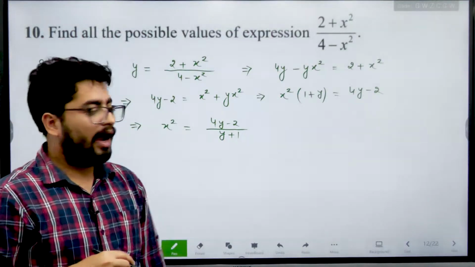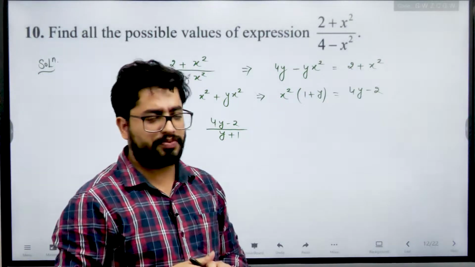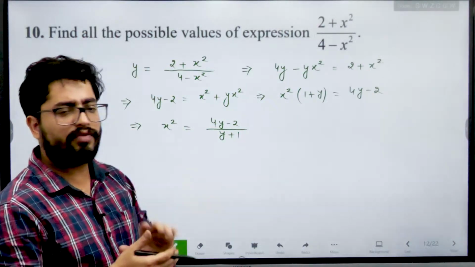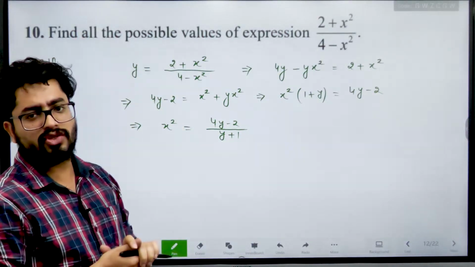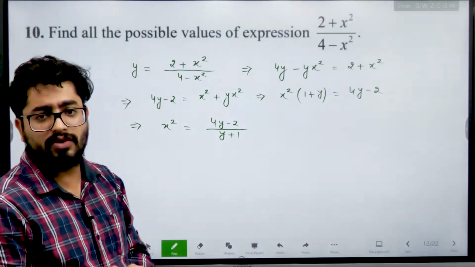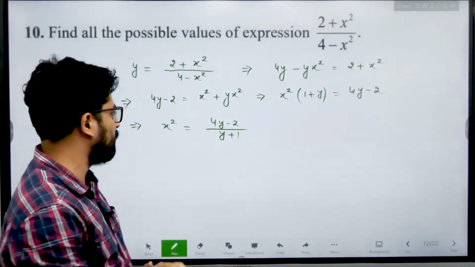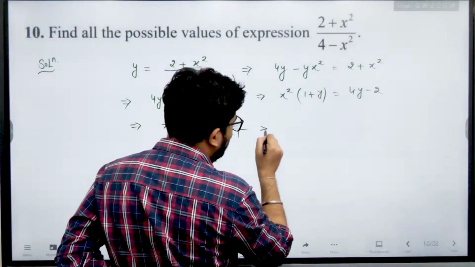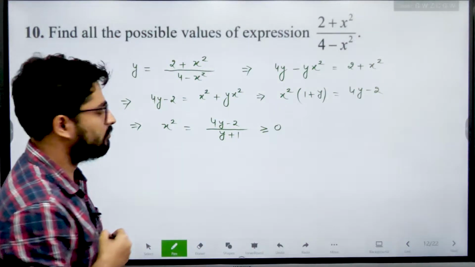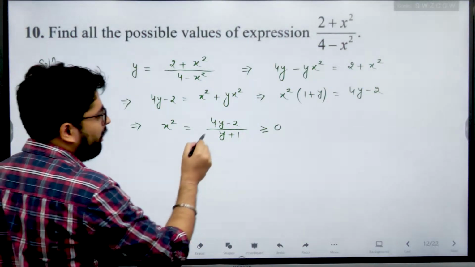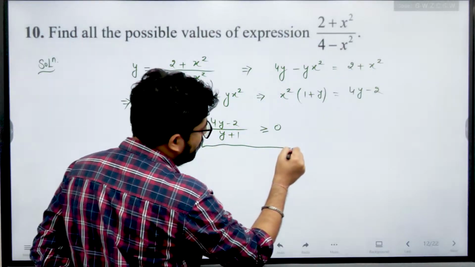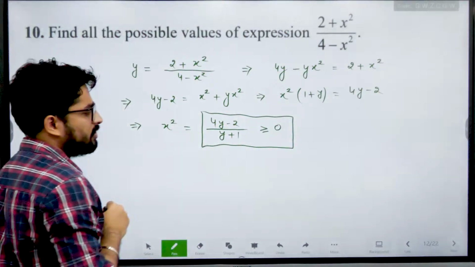Okay, and you have to find all the possible values of this expression. Means you have to find all the possible values of your y. And you know one thing about x square, that x square is always greater than or equal to 0 for every x belongs to real numbers. So it means this must be greater than or equal to 0. And now if this thing is greater than or equal to 0, how can you find the solution?